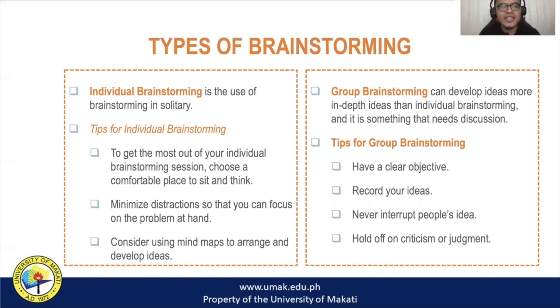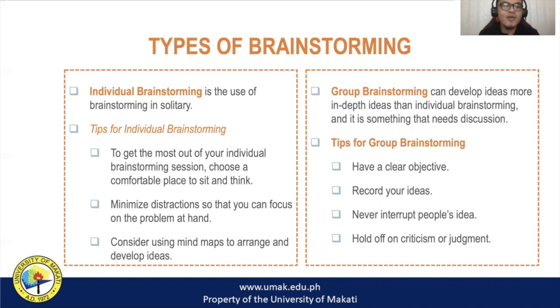The first one is, to get the most out of your individual brainstorming session, choose a comfortable place to sit and think. This is effective for most people, and not for me, because I like to generate ideas in a not so quiet place. When I'm in a quiet place and just sitting and thinking, I tend to just overthink. But for most people, they prefer the quiet. So find a quiet spot, sit and think.